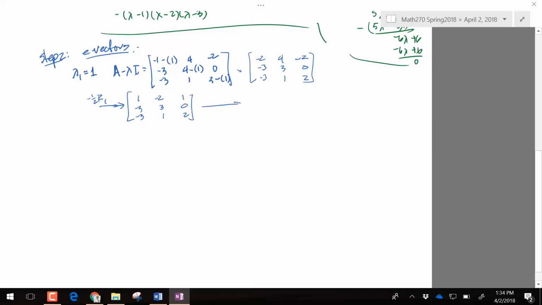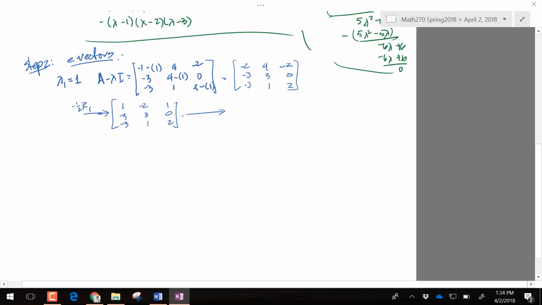So this will help us get rid of, or do the row reduction. So let's multiply the first row by 3 and add it to the second row. I guess we're going to do the same thing. Multiply the first row by 3 and add it to the third row.